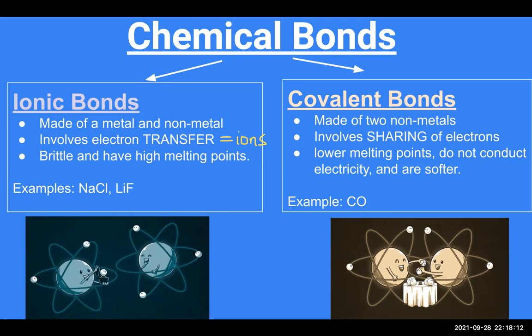You get positive ions for the metals and negative anions for the nonmetals. In terms of the properties they have, and we'll explore these a little bit next week, ionic compounds are brittle and they have really high melting points based on the way that they arrange themselves based on these charges. Some examples would be sodium chloride and lithium fluoride.